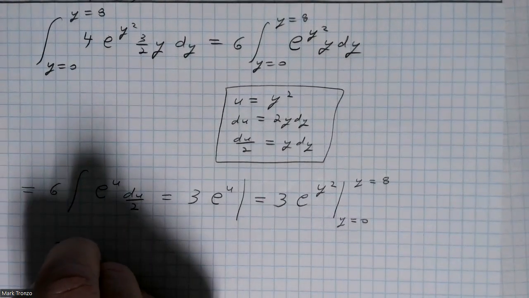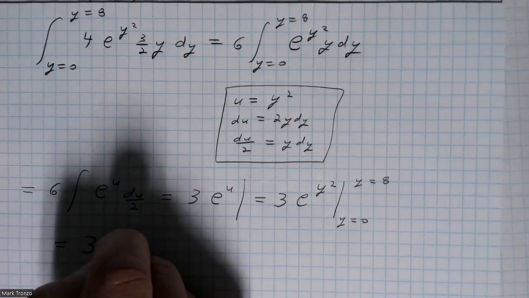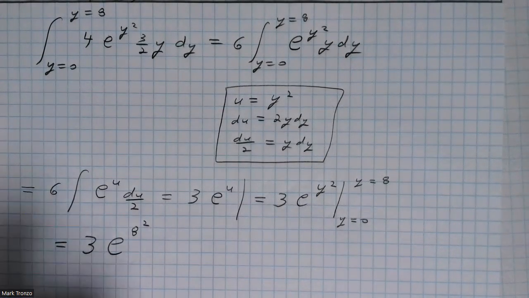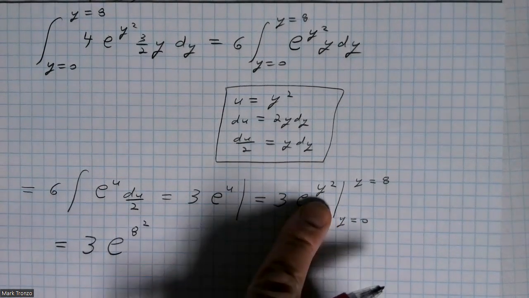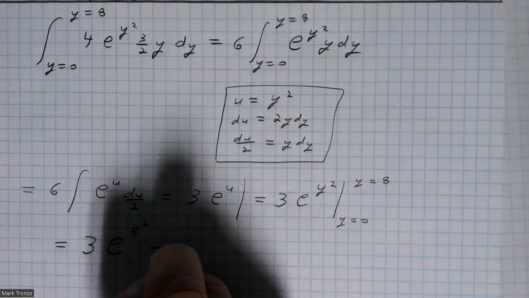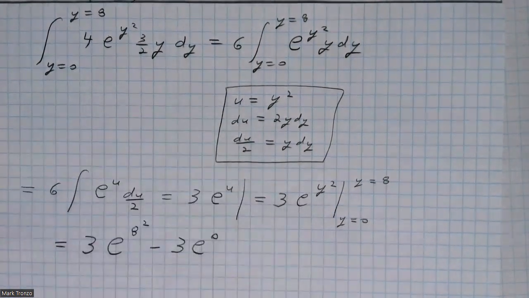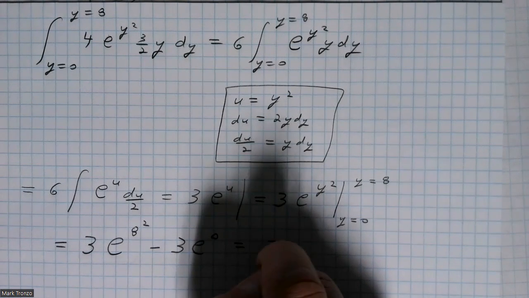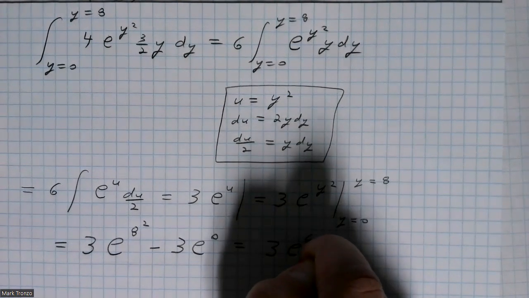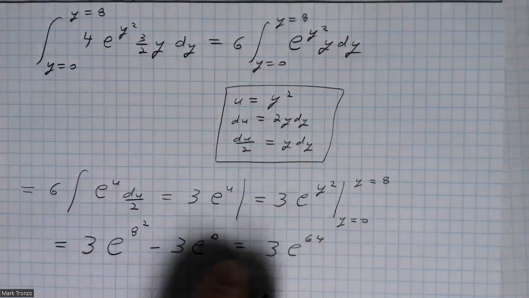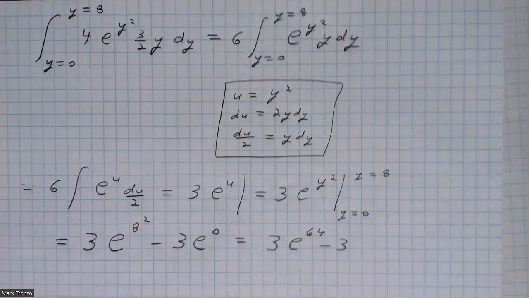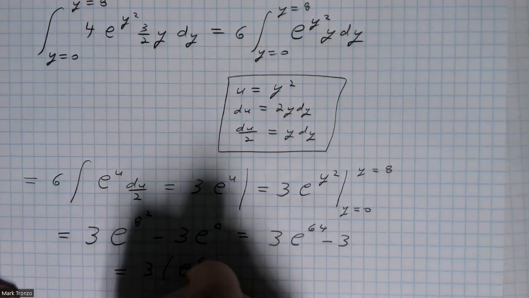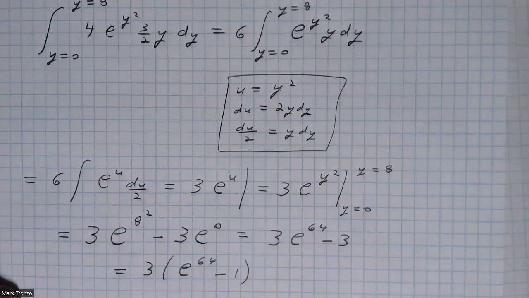And that's going to give us 3e to the 8 squared, that's 64. Now this lower bound, we have to be careful because we're putting a 0 into e, and so that's not going to be 0. So this is going to be 3e to the 64, e to the 0 is 1, minus 3, like that. Or if you want to factor the 3 out, you could write 3 times e to the 64 minus 1.